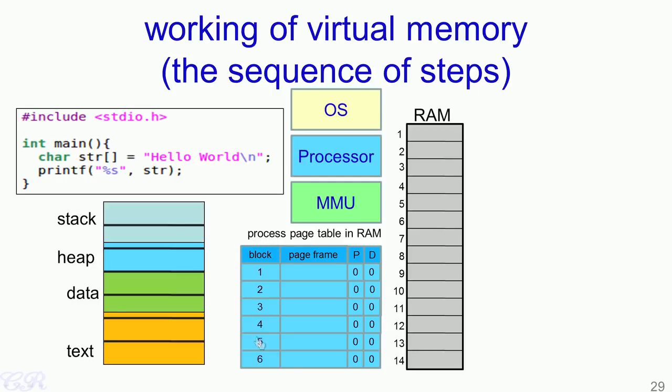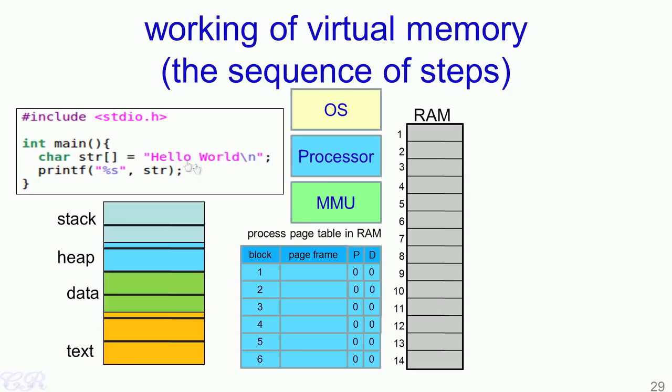Then what we have seen is that there is also a process page table present in the RAM, and there is the RAM itself, which is again split into equal size blocks known as page frames. Now, there are actually 3 entities involved with the working of virtual memory. That is the operating system, which is the software component, while the processor and the MMU, the memory management unit, are the hardware components.